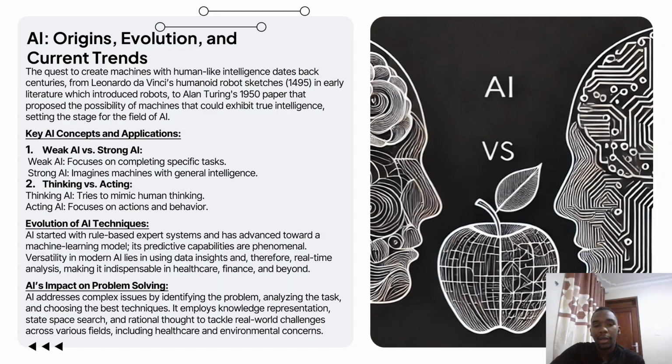So the key AI concepts and applications will be weak and strong AI, where weak AI focuses on creating machines that can do specific tasks, while strong AI imagines machines with general intelligence. And also thinking versus acting, where thinking AI tries to mimic human intelligence, while acting AI focuses on the actions and behaviors done by the artificial intelligence.